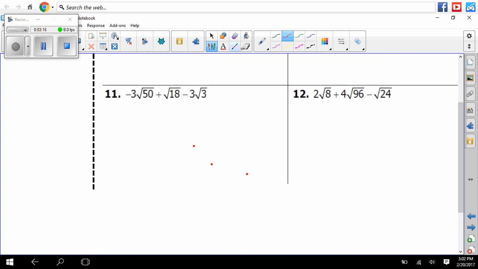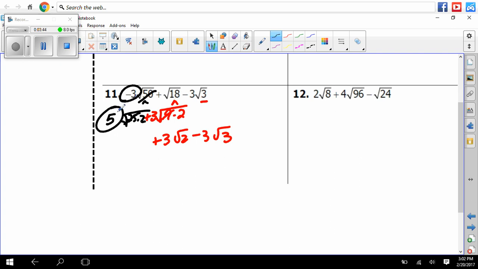11's not quite as easy as that. This one's already broken down to a prime, 3. But 18 can be broken down to 9 times 2. Square root of 9 is 3. Positive 3 radical 2. And this is negative 3 radical 3. This one over here, let's break it down. Just 25 times 2. The square root of 25 is 5. So negative 3 times 5 would be negative 15 radical 2. Now, radical 2's and radical 2's are going to go together. So I get negative 12 radical 2 minus the 3 radical 3.